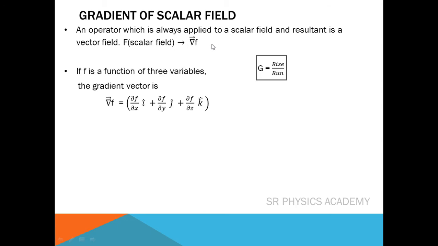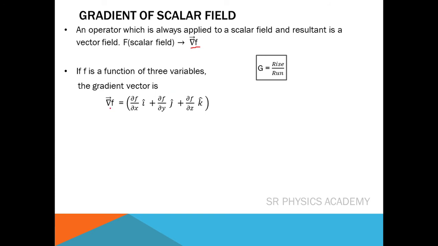We can write the gradient of the scalar field as del vector into small f or phi. Instead of f we can write phi also, because here it is not a vector, meaning it is a scalar function. Now here f is a function of 3 variables.